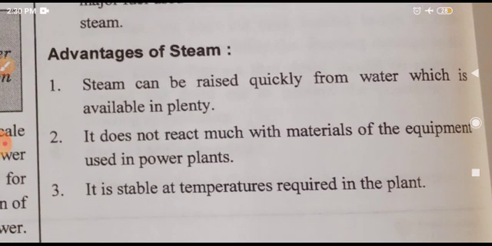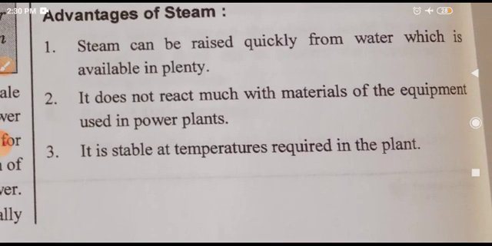Now, what are the advantages of the steam turbine? Steam can be raised quickly from water, which is available in plenty. It does not react much with the material of the equipment used in the power plant.